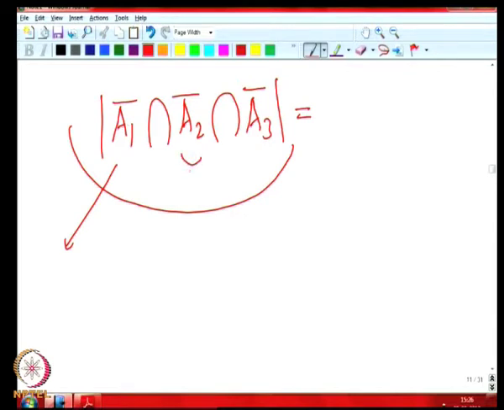Similarly, A2 complement will be the set of those numbers from the universe which have a 3 among the digits, right. Similarly, A3 complement will be the set of those numbers from the universe which have an 8 in it. So, this intersection will mean these are the numbers from the universe which have 2 and 3 and 8 among their digits, right, and this we know how to calculate.